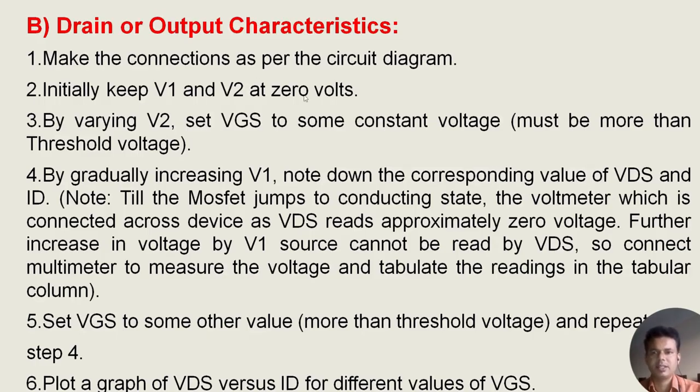For drain characteristics, make the connections as per the given circuit diagram. Initially keep V1 and V2 at 0 volts. By varying V2, set VGS to some constant voltage, then gradually increase V1 and note down the corresponding values of VDS and ID. Then set VGS to some other value more than the threshold voltage and repeat the step. Plot the graph of VDS versus ID for different values of VGS.